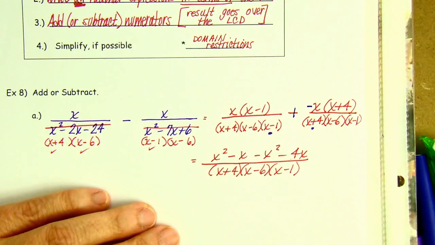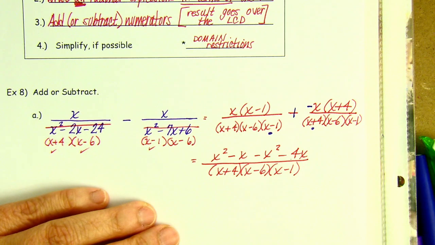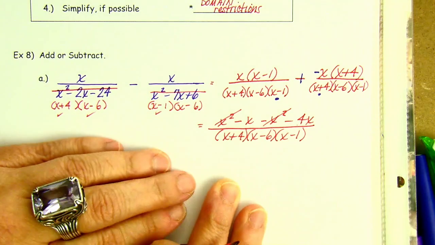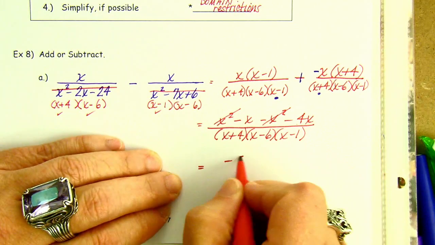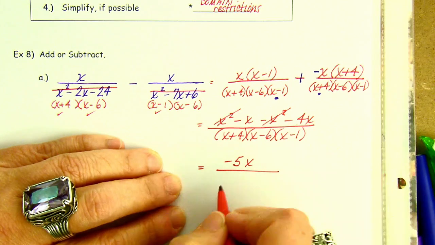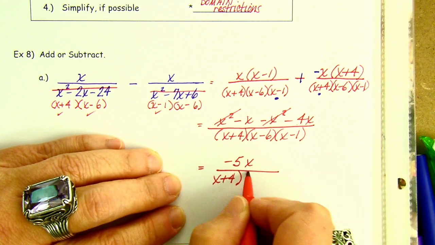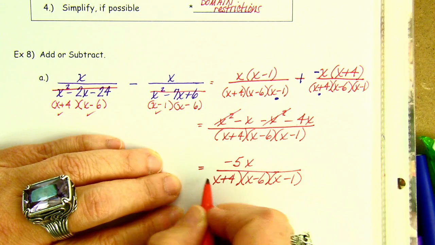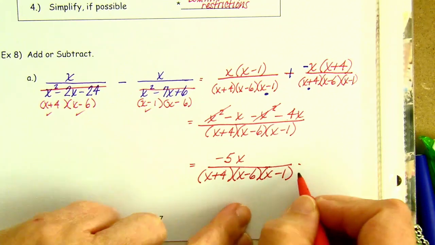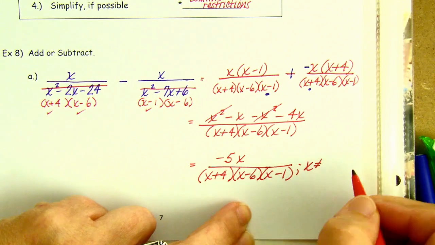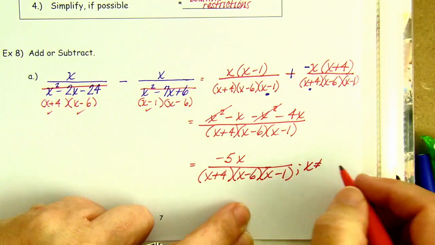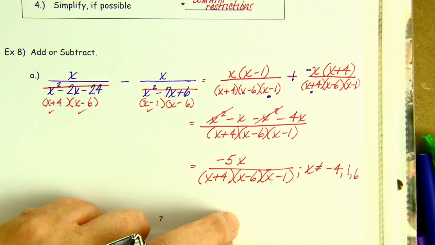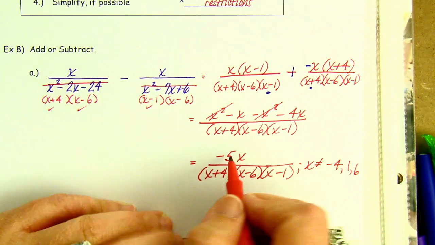Combine like terms. I have some x squares that are going to sum to 0. Okay, they're a pair of opposites. Negative x subtract 4x is negative 5x over the one common denominator, x plus 4, x minus 6, x minus 1. Don't forget to list your denominator restrictions. X is not allowed to equal negative 4, positive 6, and positive 1. Negative 4, positive 1, positive 6.